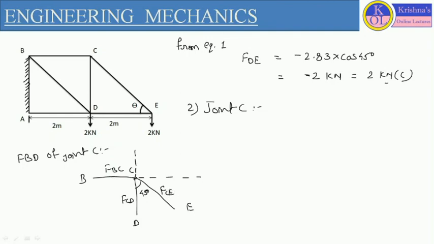Now, considering this joint as the reference point, we will apply the conditions of equilibrium, that is summation of Fx equals 0 and summation of Fy equals 0. First I am going to take the x direction, summation of Fx equals 0. Let's resolve all the forces acting in the x direction. The forces acting in the x direction will be FBC and the horizontal component of FCE. So here let's define the forces.